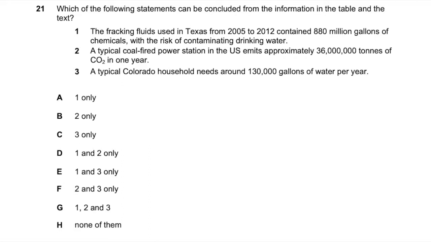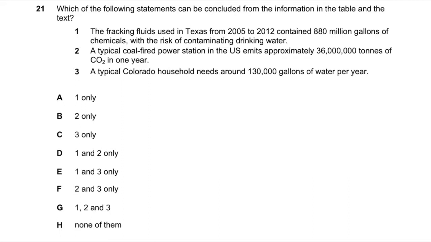Statement 1. The text states that 0.8% of fracking fluid is a mix of chemicals. 0.8% of 110,000 million gallons equals 880 million gallons. The text states that these chemicals can enter drinking water supplies. Therefore, Statement 1 can be concluded from the table and the text.